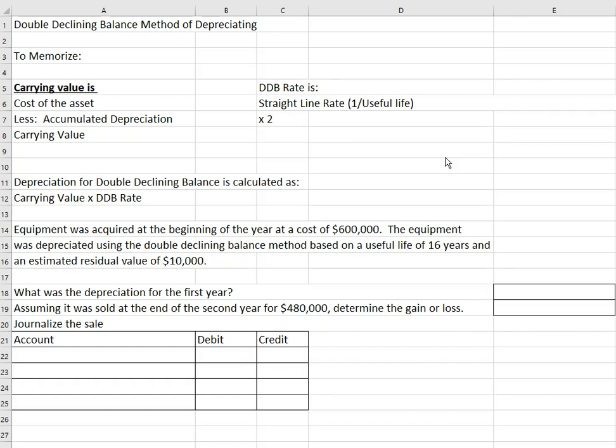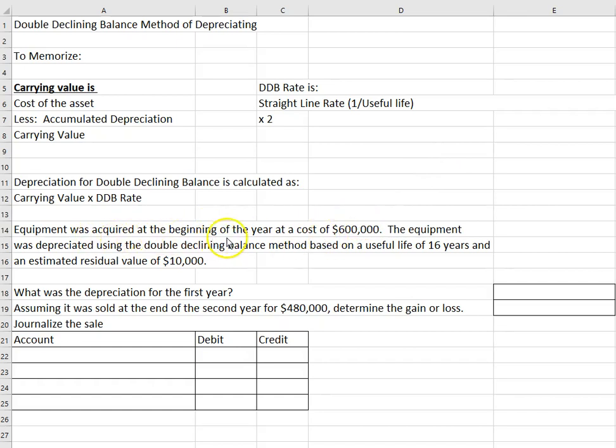And the last thing to know is that each year that you depreciate it, you will use the carrying value of your asset. That means your cost minus how much you've depreciated it from previous periods. So let's put some numbers to this and show you what we're talking about.